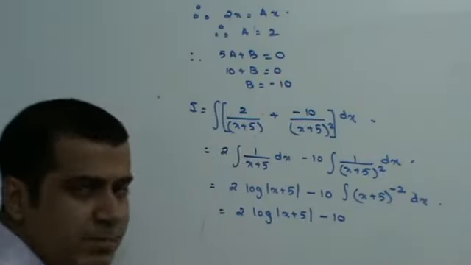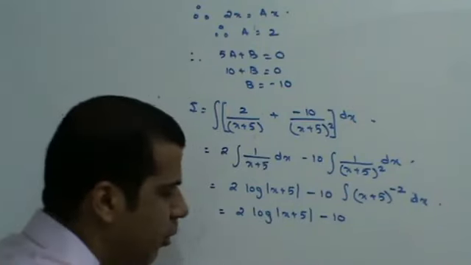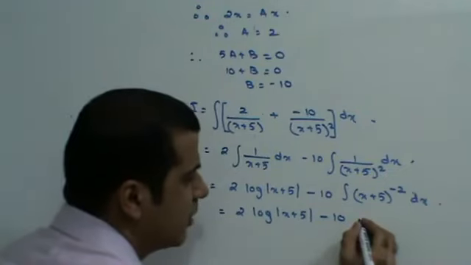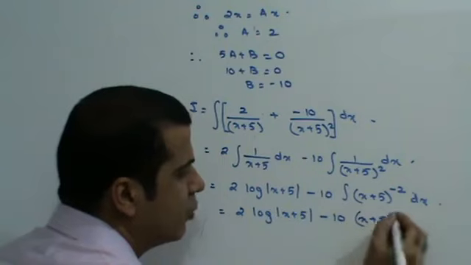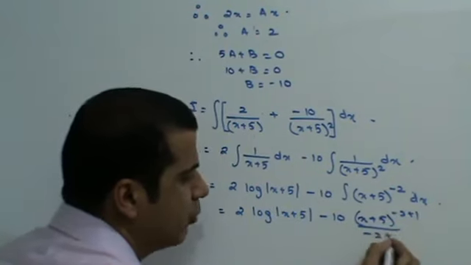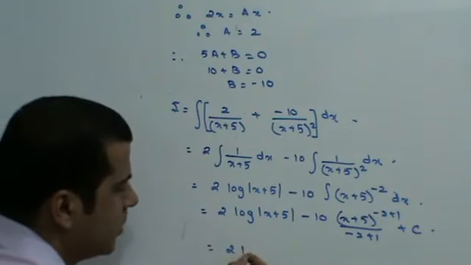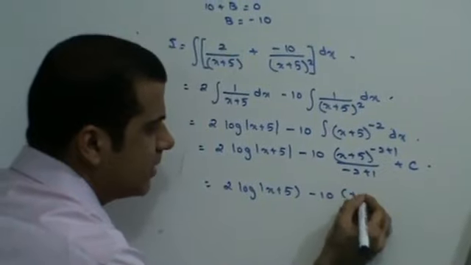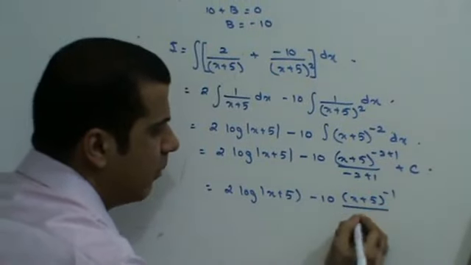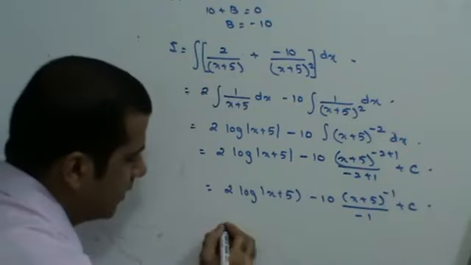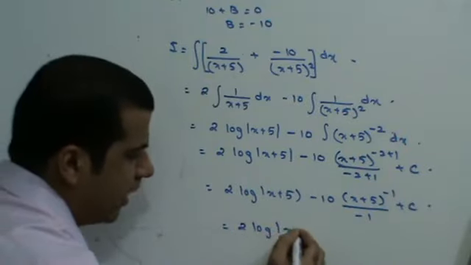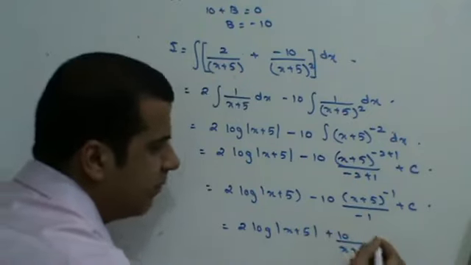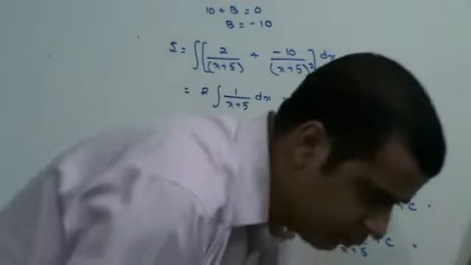This is 2 log mod x plus 5 minus 10. Integral of (ax plus b) the whole raised to n is 1 upon a, (ax plus b) the whole raised to n plus 1 upon n plus 1. So this will be (x plus 5) raised to minus 2 plus 1 upon minus 2 plus 1 plus c. This is 2 log mod x plus 5 minus 10 (x plus 5) raised to minus 1 upon minus 1 plus c. This can be written as 2 log mod x plus 5, minus into minus plus, 10 upon x plus 5 plus c. Right? Let's move on to the next sum, guys.